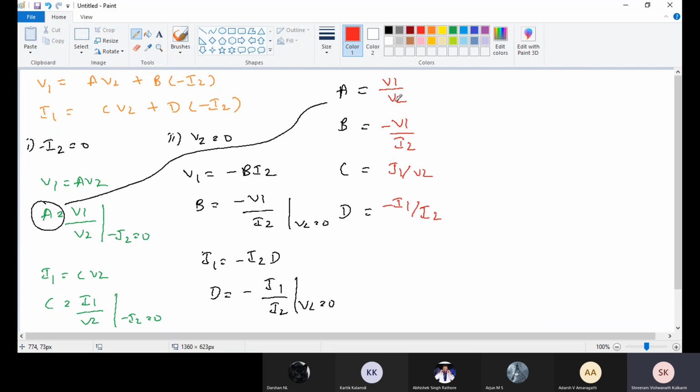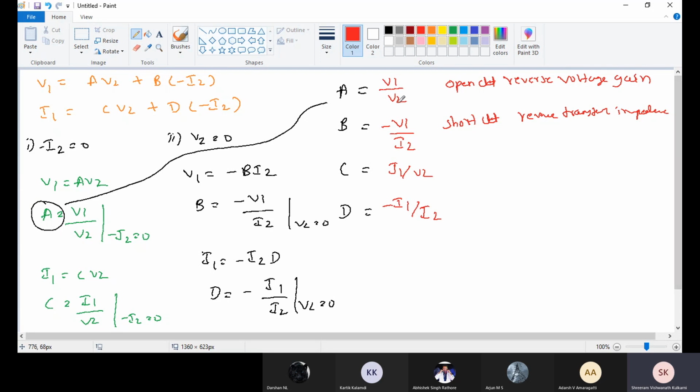Okay, now this A is called as open circuit reverse voltage gain. Okay, this B is called as short circuit reverse transfer impedance.